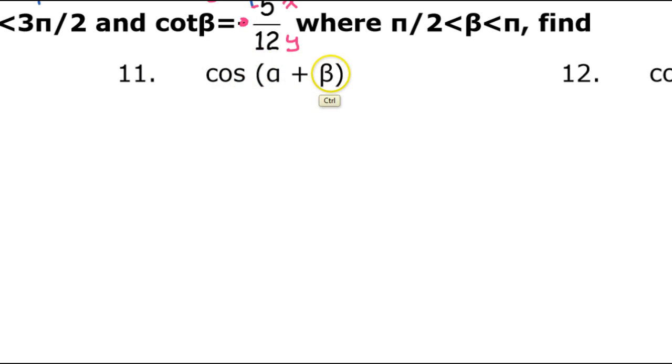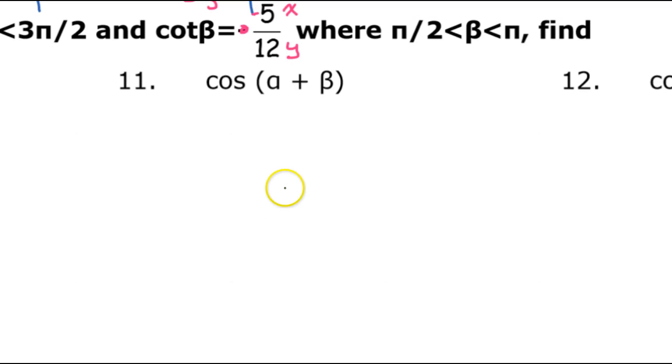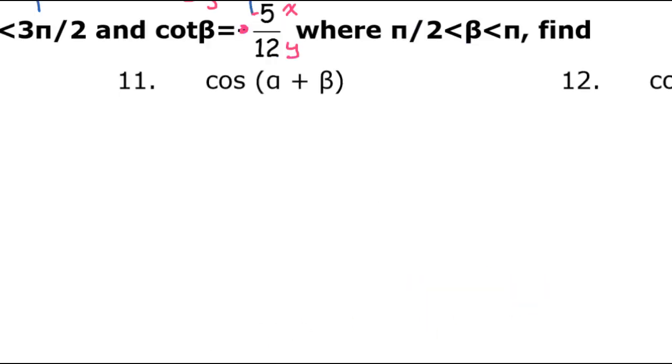Problem number 11 uses the same two angles, so I don't need to redo my diagrams, but I just need to change my formula. Cosine of something plus something. That's going to go cosine cosine minus sine sine. So this is going to be cosine alpha cosine beta minus sine alpha sine beta.